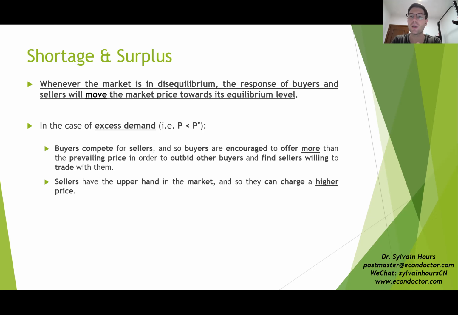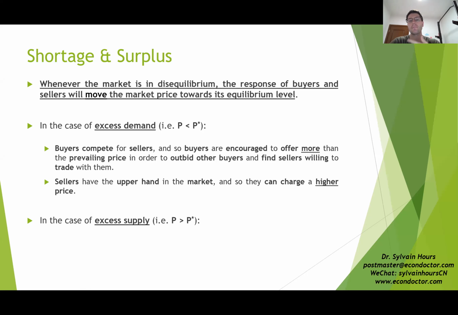So buyers are encouraged to offer a higher price to outbid other buyers, and sellers realize that, oh, perhaps the price is too low. If I increase the price, I can make more money and I will still be able to sell as much as I want. So that's why the price is going to increase until it reaches its equilibrium level.